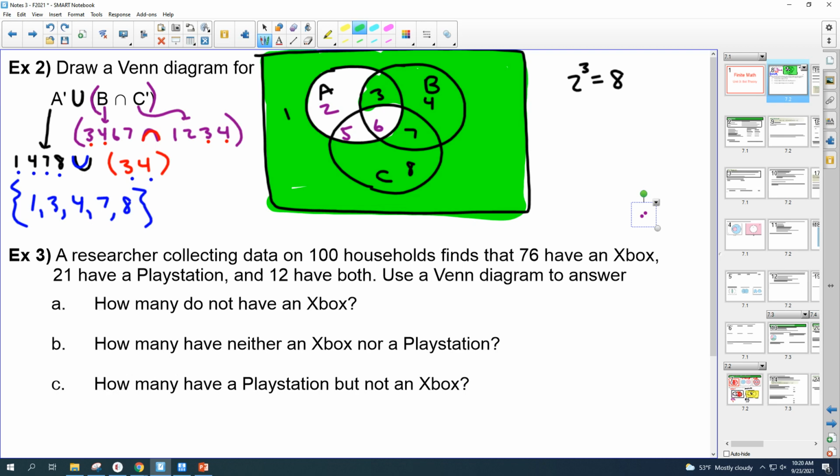One, 3, 4, 7, 8. Those numbers don't really mean anything. They were just to help me get to the answer. The answer is the picture.